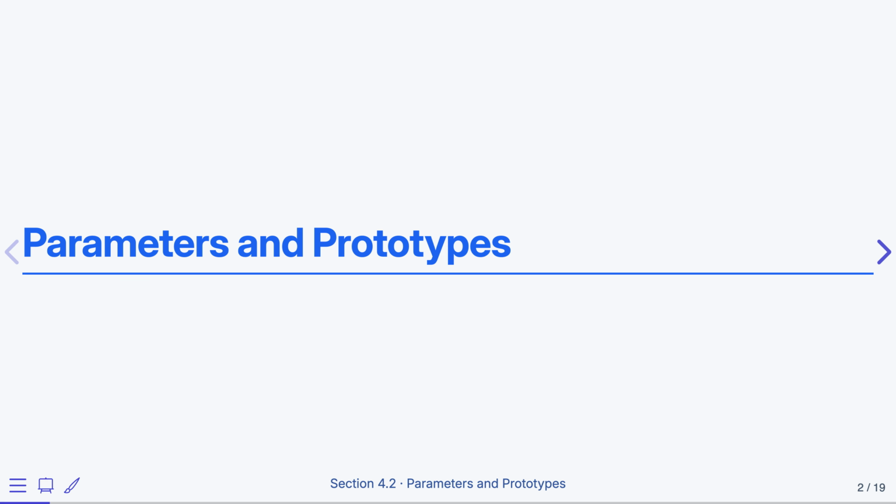Now we answer one sharp question. When you pass a variable to a function, does the function get the variable itself, or does it get a copy? The answer shapes how every C program behaves. Let's find out.